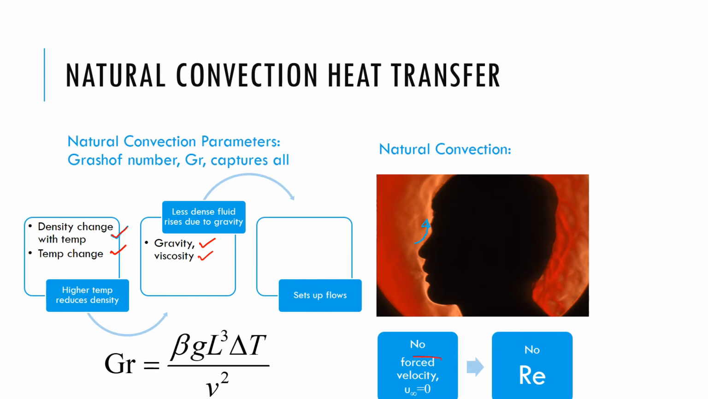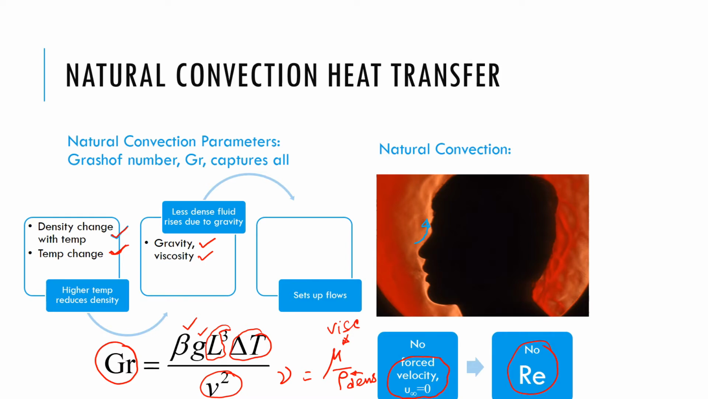So again, there is no forced velocity, u infinity, so no Reynolds number. Instead, this number captures all of them. So this beta is the density change with temperature. We will look at the units later on. Then we have the gravity. L is the characteristic length. Delta T is the temperature change as we discussed. And then nu is mu over rho, where mu is viscosity and rho is the density. Okay, so these are the fluid parameters.